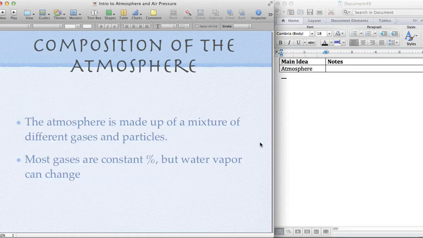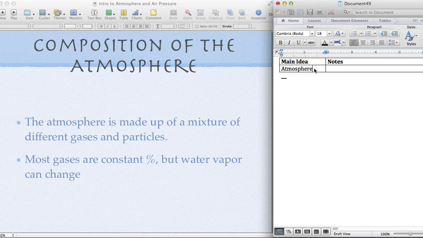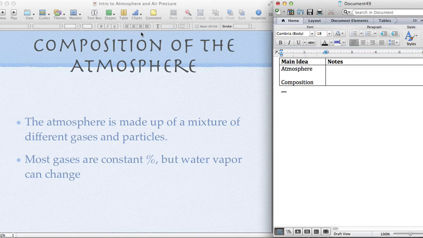So let's talk about then what's in our atmosphere, or the composition. Alright, so composition, fancy scientific term, right, meaning what's in it. We saw that with stars, their chemical composition. So our atmosphere is made up of a mixture of different gases and particles. Most gases in the atmosphere are a constant percent, so they don't change from place to place. So one gas, nitrogen, that we'll look at in a second, no matter where you go in the world, nitrogen is always a certain percentage of the Earth's atmosphere. But one gas, in particular water vapor, can change. So we'll look at that separately because that can be a differing percentage depending on where you are.